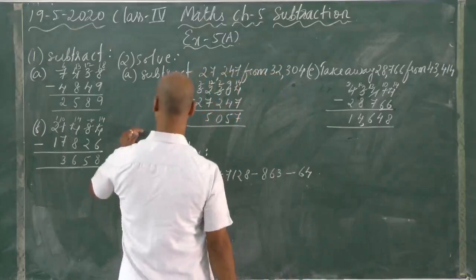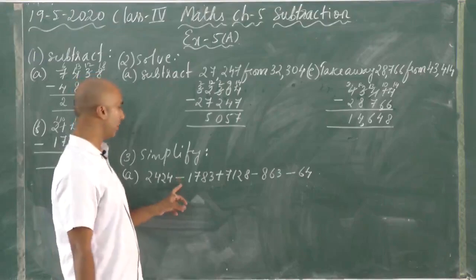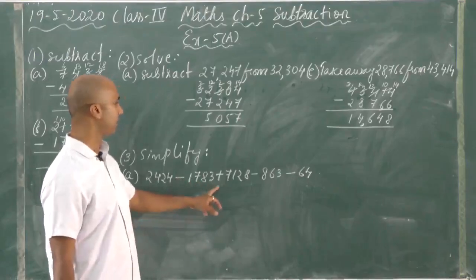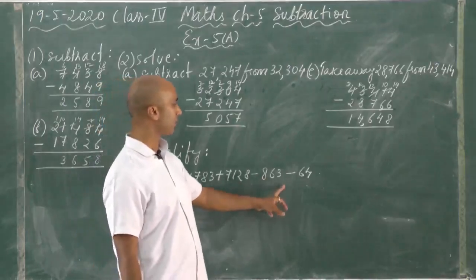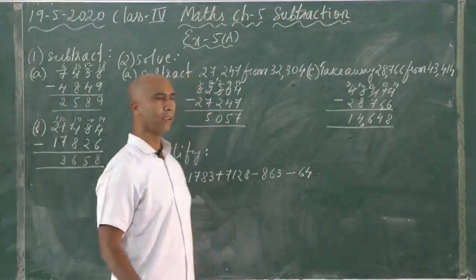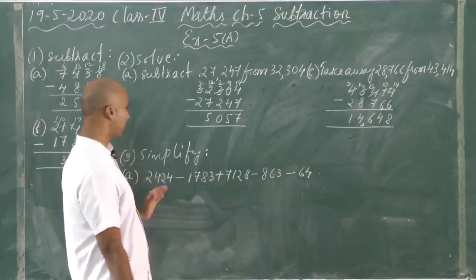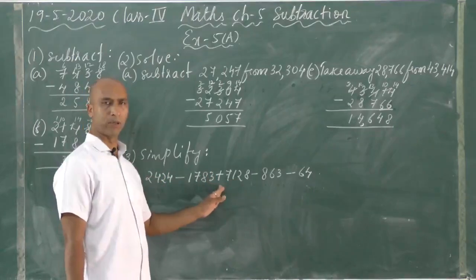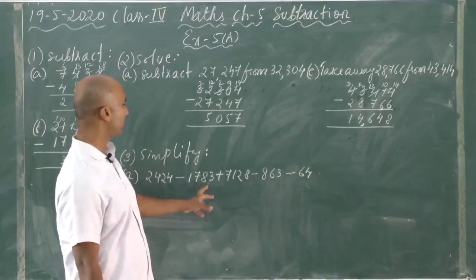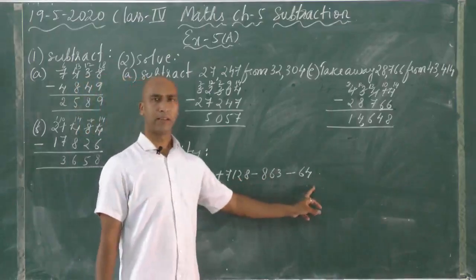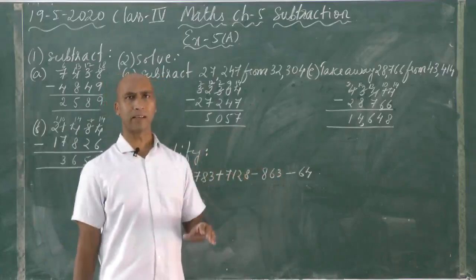Now the next question, question number 3, it says simplify 8,2424 minus 1,783 plus 7,128 minus 863 minus 64. Now there are two ways to do it. Either you add the numbers with a plus sign, that is the first number and the number which has a plus sign before it. These two will be added, and then the minus numbers, that is 1,783, 863 and 64 will be added. You will add both, and then from the plus number you will subtract the minus number.